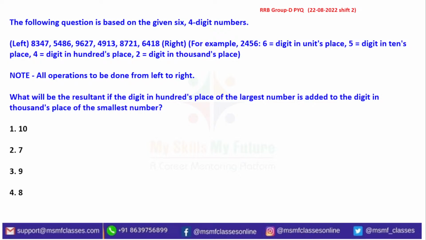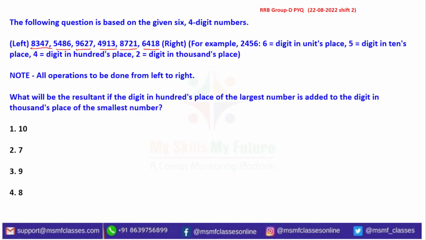See the question here. The following question is based on six four-digit numbers. So they've given the numbers here: 8347, 5486, 9627, 4913, 8721, 6413.